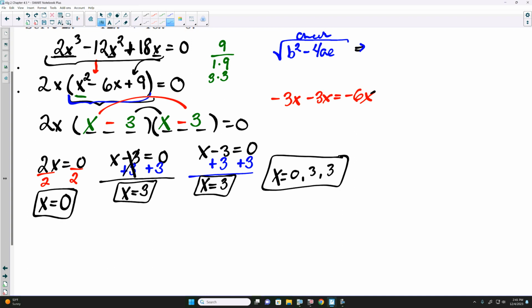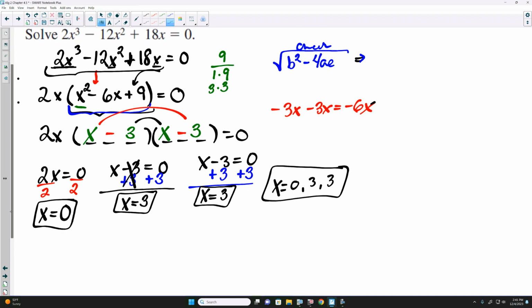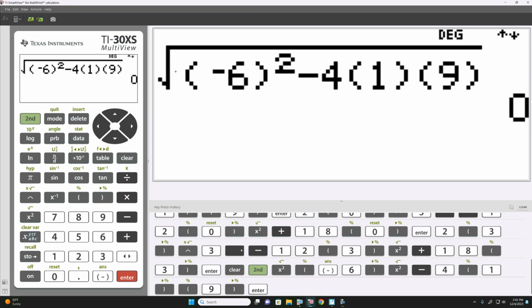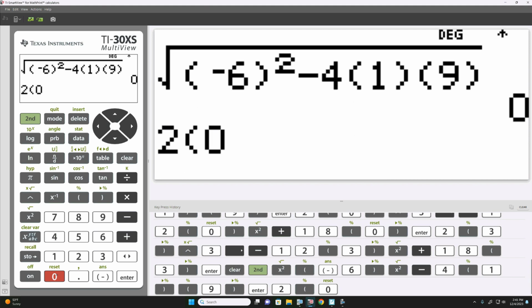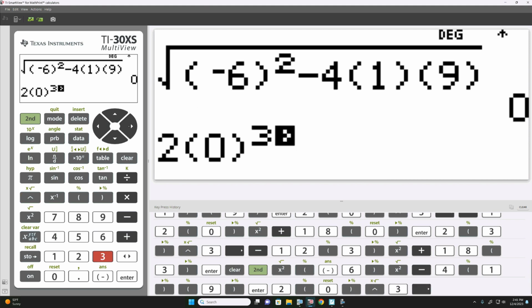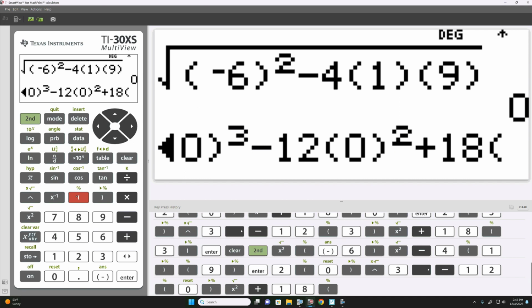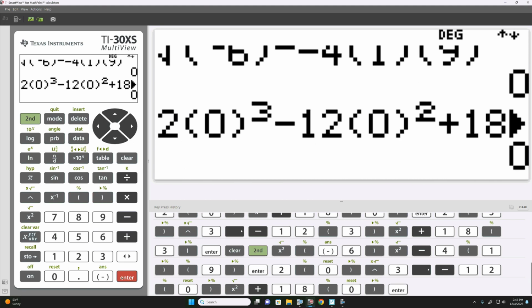Now we can check our solutions if we want. And to do that, all we've got to do is plug each of those values back into the original equation. So we can say 2 times 0 to the third minus 12 times 0 squared plus 18 times 0 is, surprisingly enough, 0. So we just plug 0 back in. We can do the same thing with 3.